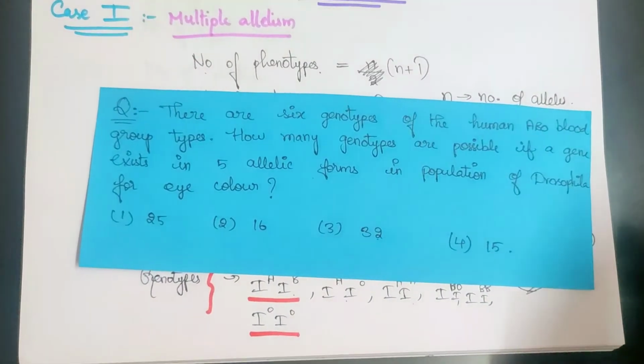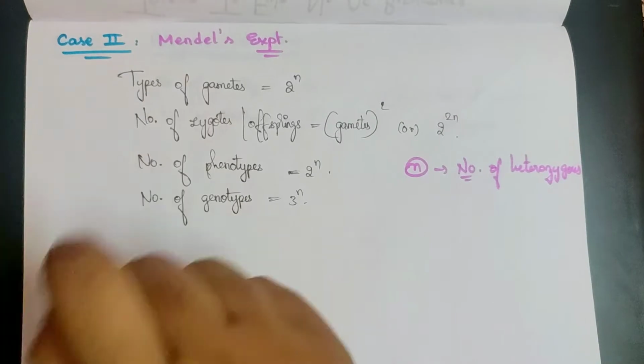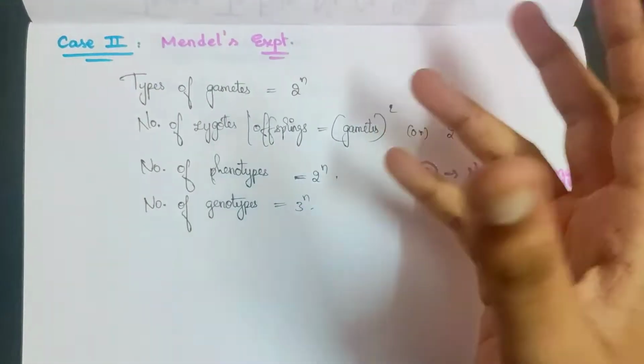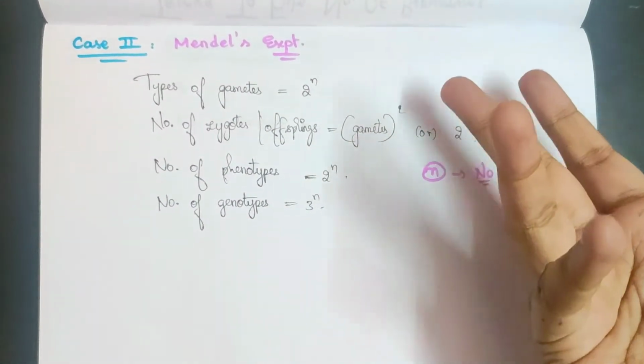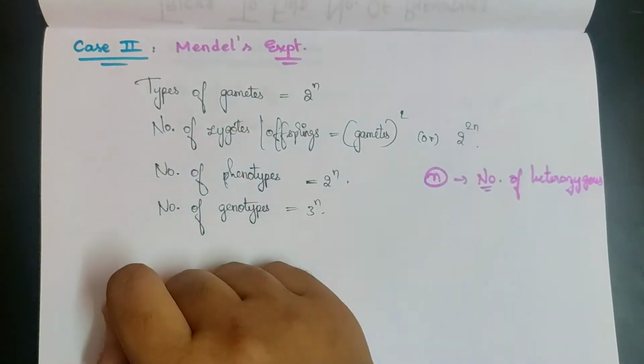The next case is Mendel's experiment, and they'll ask you the types of gametes, number of genotypes and number of phenotypes. They ask you to find it. Easily you can find it with this formula.